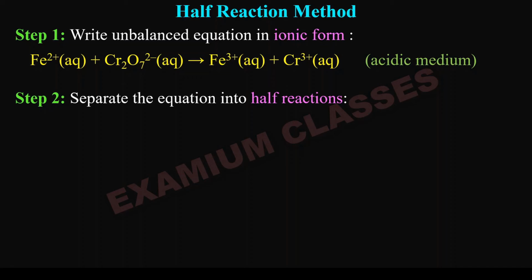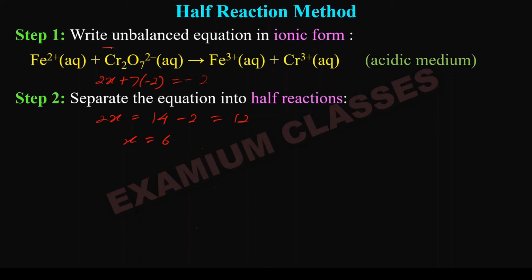Similarly, for the reduction half, consider the chromium oxidation state here and the chromium oxidation state here. First, assuming the chromium oxidation state here is X, then it will be 2X plus 7 times the oxygen oxidation state, -2, equals the total charge on the dichromate ion, that is -2. So you will say 2X is equal to 7 into 2, 14, on the other side, and -2, that is 12. So X you will get 6.